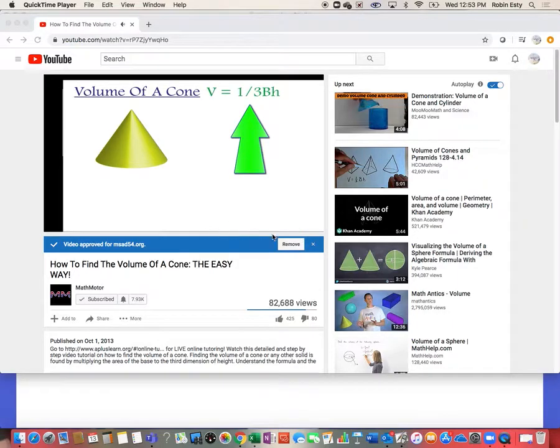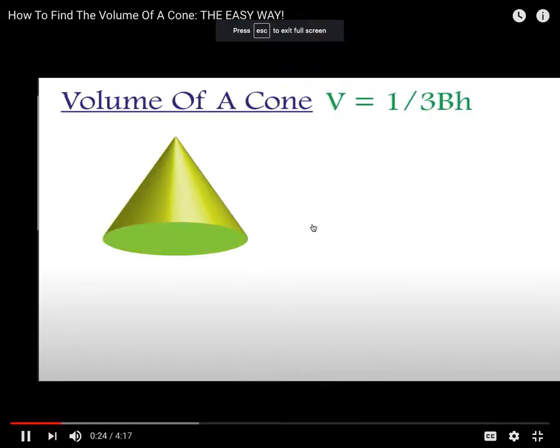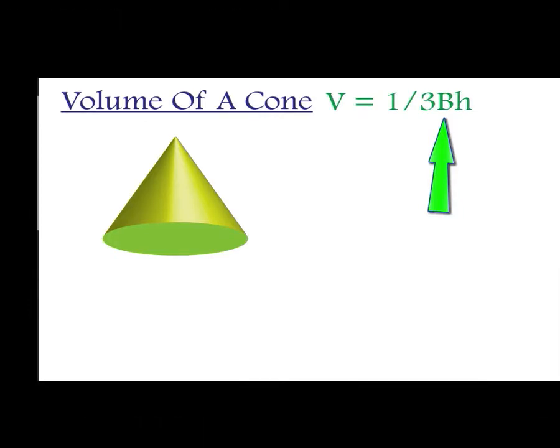The formula for volume is equal to 1/3 of the base times the height. So the base we have here is a circle, and we definitely need that in order to find the volume of a cone. Anytime you see a big B in a formula, it's usually for volume, and that means you need to find the area of a two-dimensional base. In this case, we have a circle here.